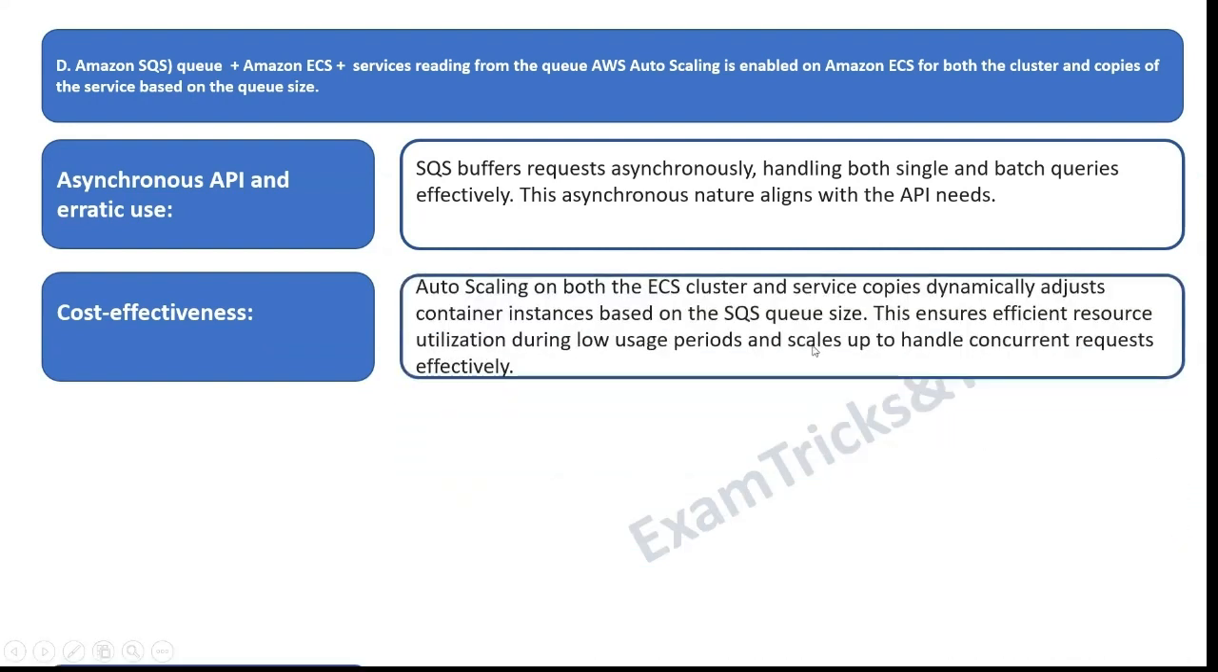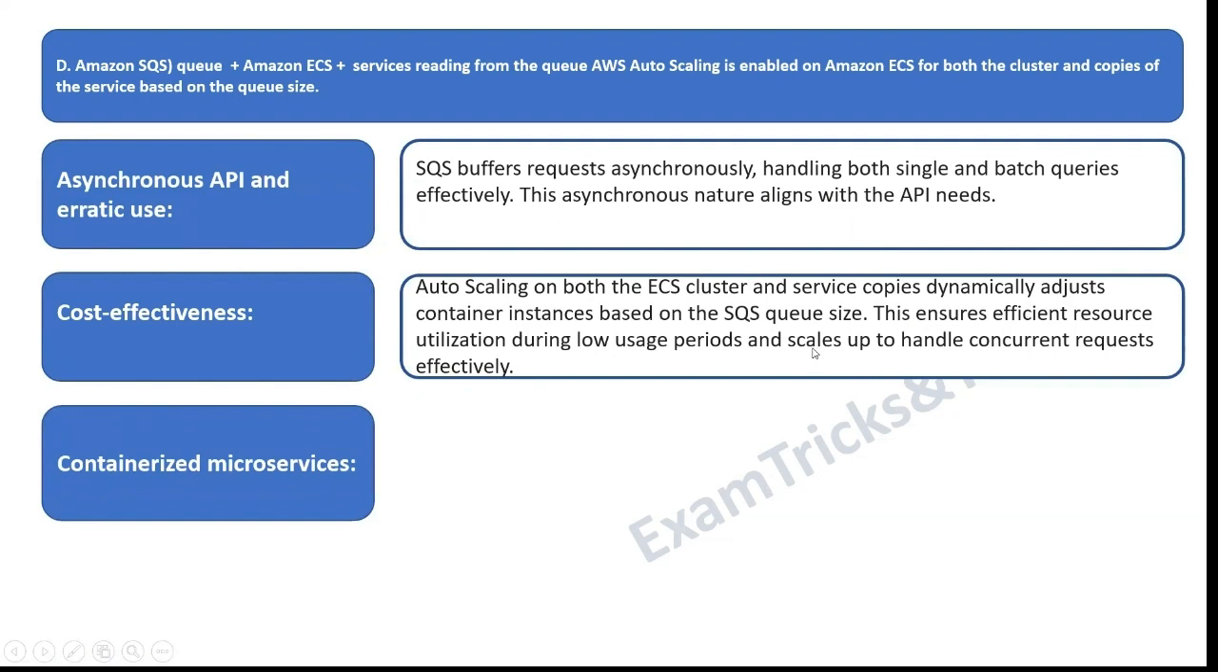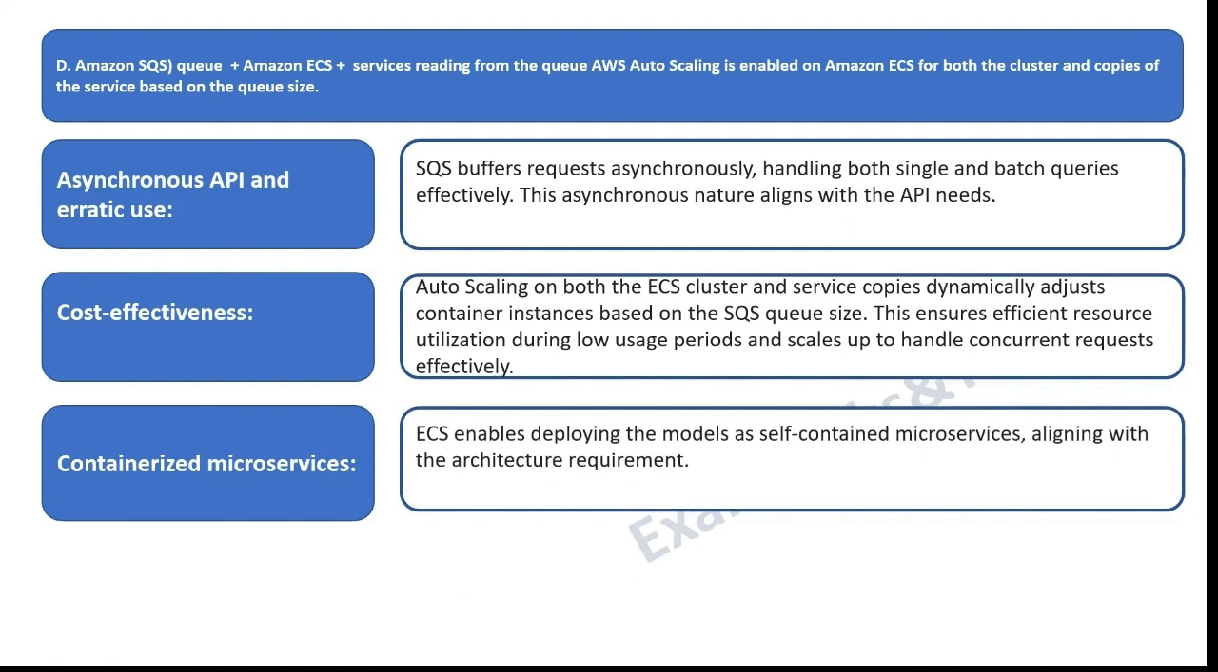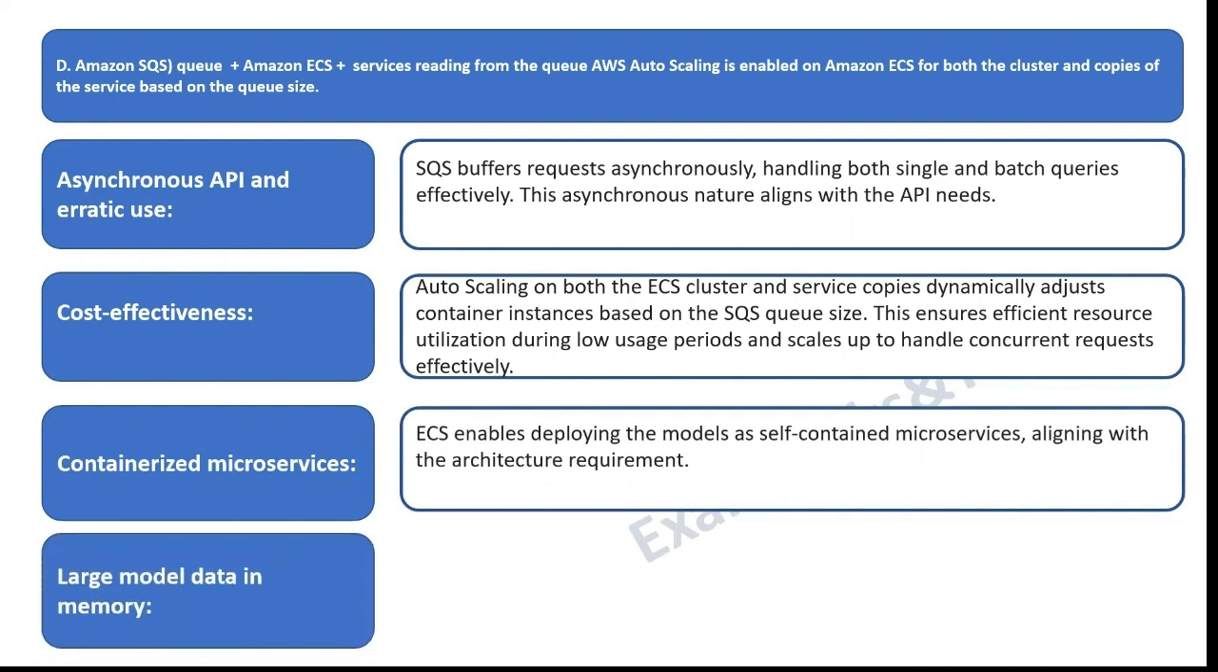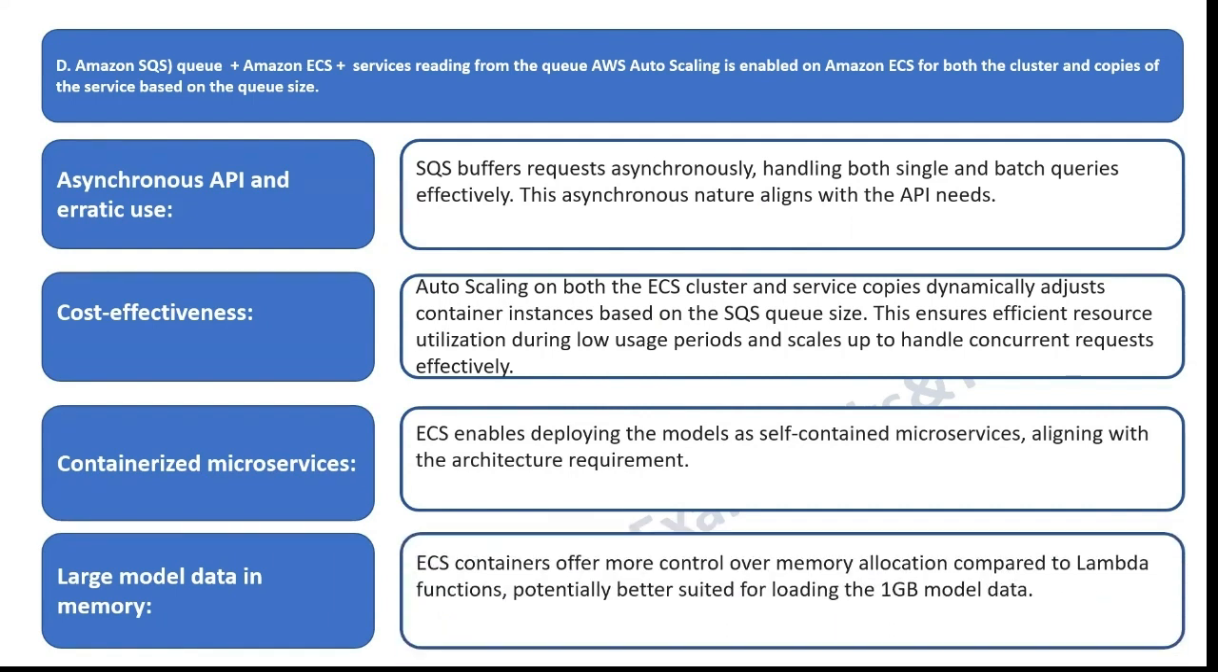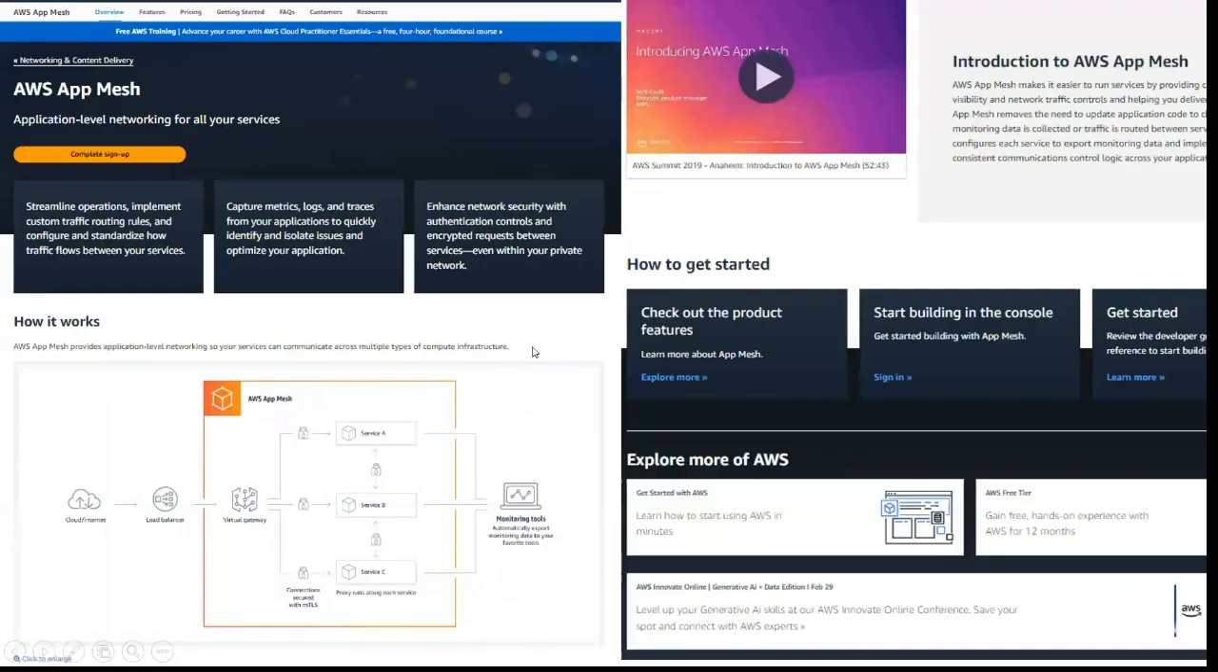Containerized microservices, that's the third element here. ECS enables deploying the models as self-contained microservices, aligning with the architecture requirement. And the last one, large model data in memory. We saw that the memory size required for models was almost up to 1 GB. So ECS containers offer more control over memory allocation compared to Lambda function. I think that's one of the reasons why ECS containers are better than Lambda in this particular situation, and they're potentially better suited for the model size, which is as large as 1 GB. That's our overall analysis of the selected answer.